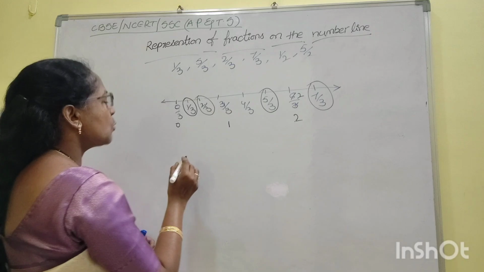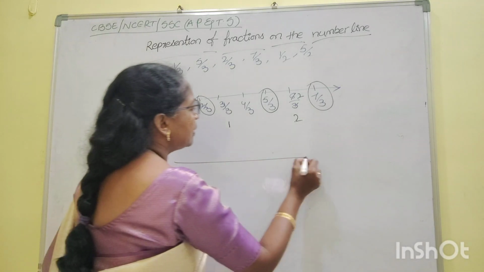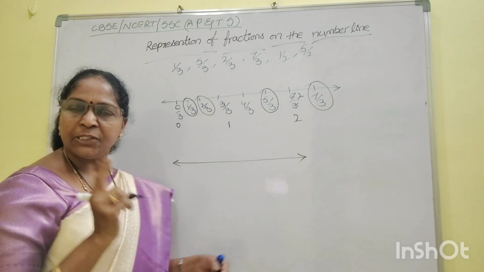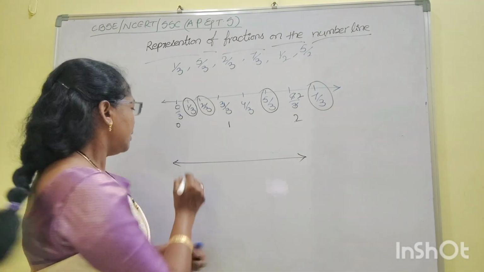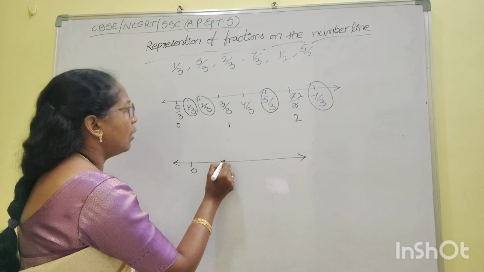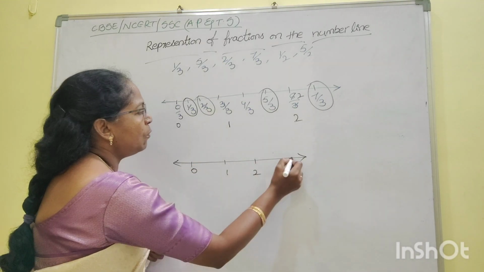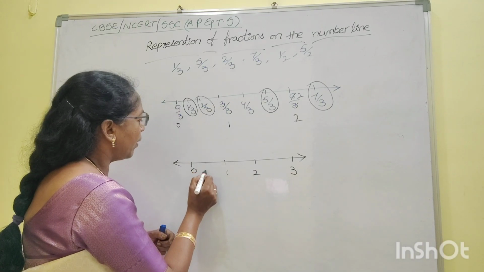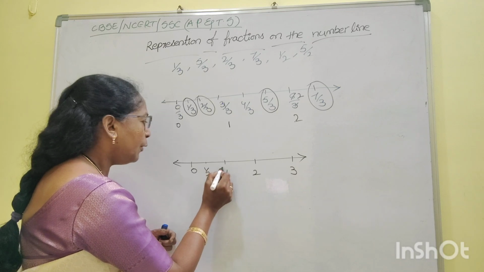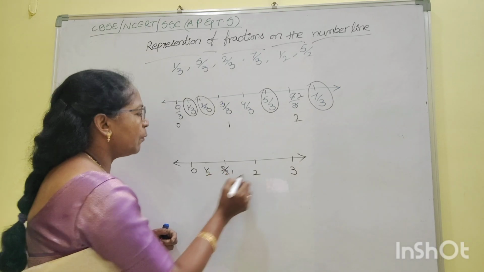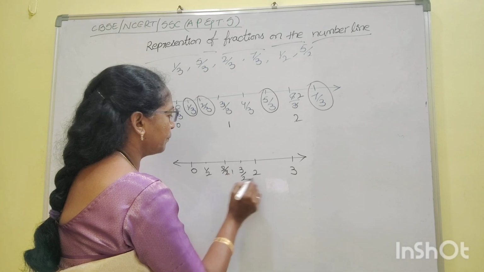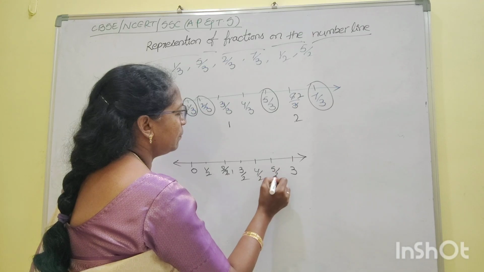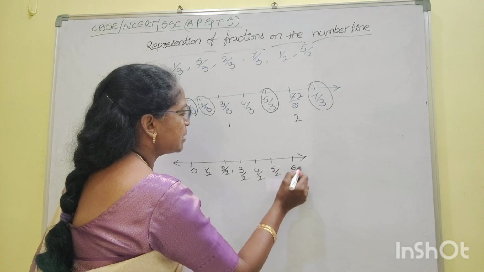And another numbers 1 by 2 and 5 by 2. Just draw that number line. Here the denominator value is a 2. That means each unit is divided into 2 parts. So 0, 1, 2, 3. Now each unit is divided into 2 parts. That means here 1 by 2. 2 by 2 is nothing but 1. Again 3 by 2, 4 by 2, 5 by 2, again here 6 by 2.